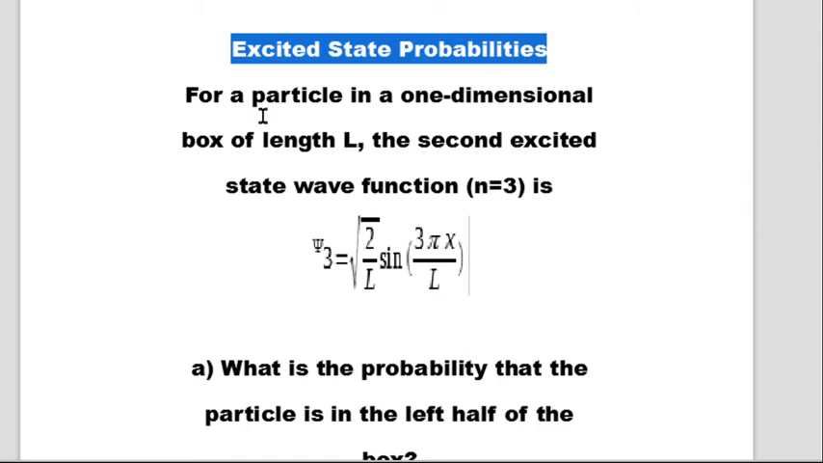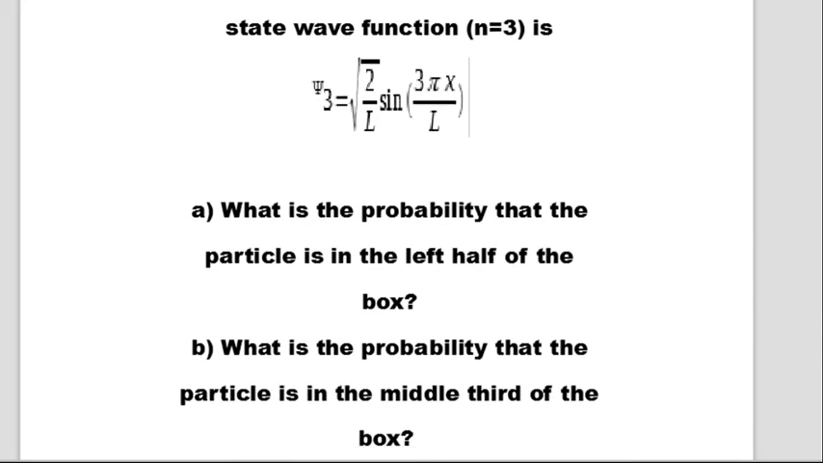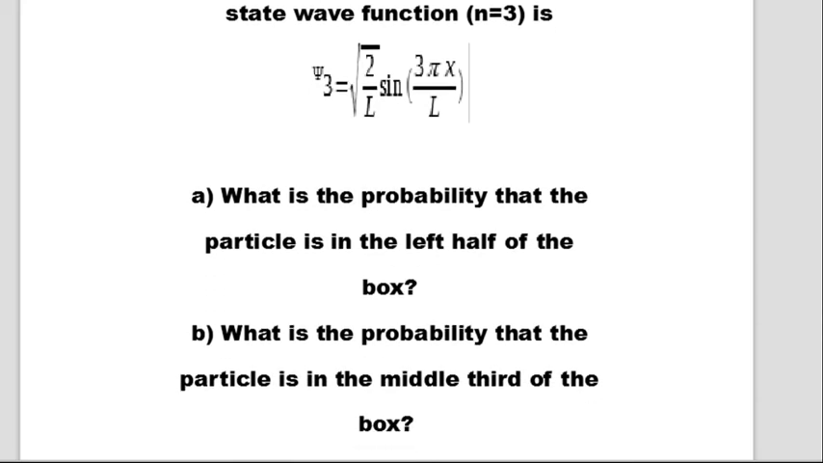Our question is, for a particle in a one-dimensional box of length L, the second excited state of wave function, n is equal to 3. The wave function is given as psi equals square root of 2 by L sine 3 pi x by L. So we put the value of n here, n as 3, then you get this wave function.